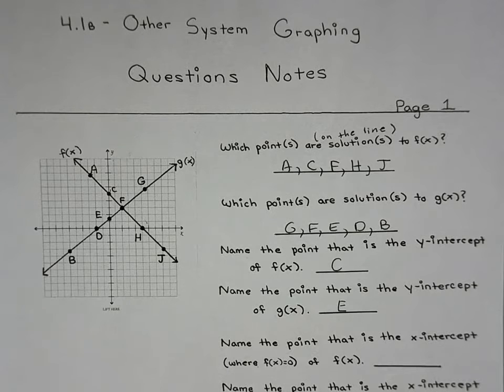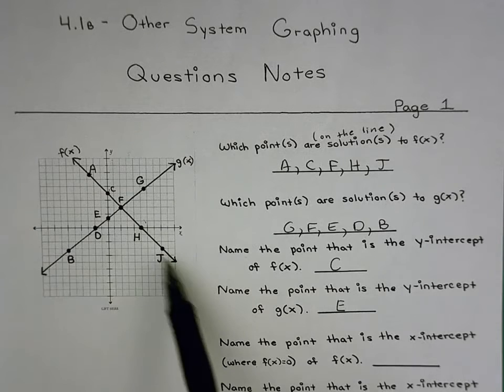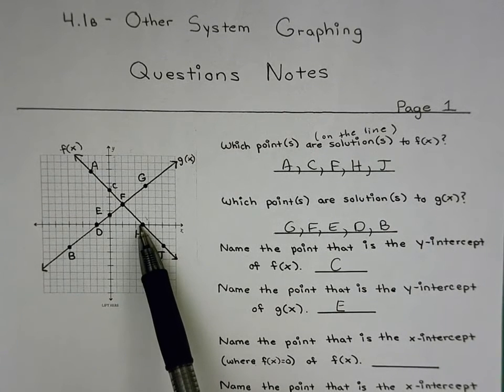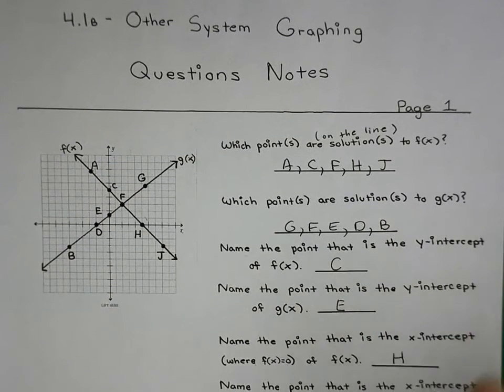Okay, the next one, name the point that is the x-intercept of f of x. Again, a review question from our last unit here. To be an x-intercept means that your y equals 0, or in this case f of x equals 0. And it is an x-intercept if it touches the x-axis. So this is asking, where does f of x touch the x-axis? Well, as I trace f of x here and I look at the x-axis, I see that they touch here at h. And so that is my x-intercept.